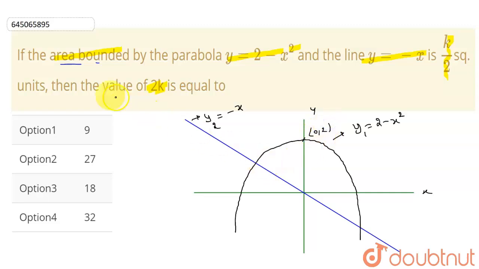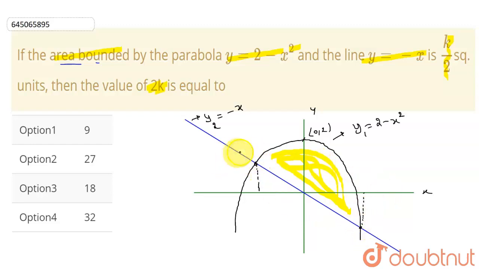So now which area do we have to find? We have to find the area bounded by these two curves, which will be this area. See, this area is bounded by these two curves. So we have to find this area. Now to find this area, first we need to find these 2 points. Now let's see how we can find these 2 points.